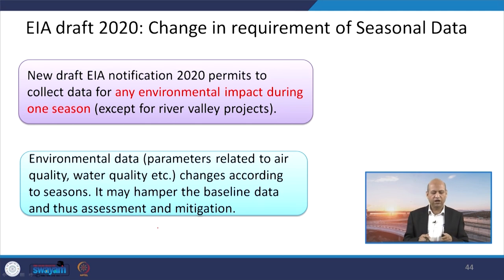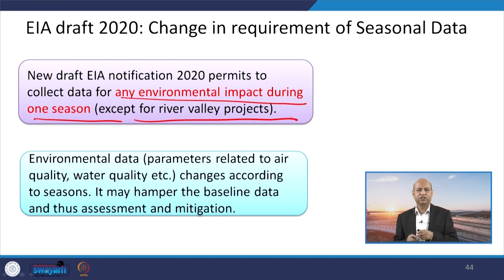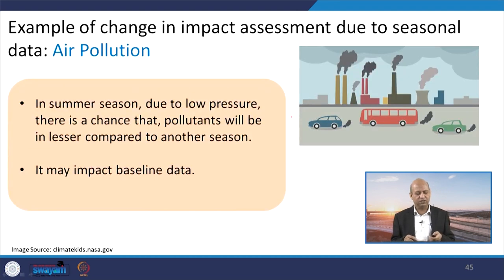Okay, so the new draft of EIA 2020 is there, and there are some implications, like the environmental impact being assessed during one season, except for river valley projects. Again, there are some schools of thought, some people arguing that it is not good. In one season people may try to manipulate, they may choose any season, and it may not be the worst case scenario, so the impact may not appear as severe as it could be in a severe condition. Those kinds of issues are there, but maybe when the notification comes, they will all be addressed.